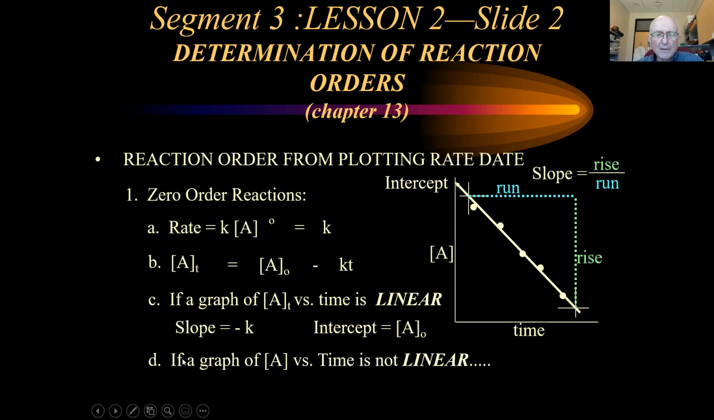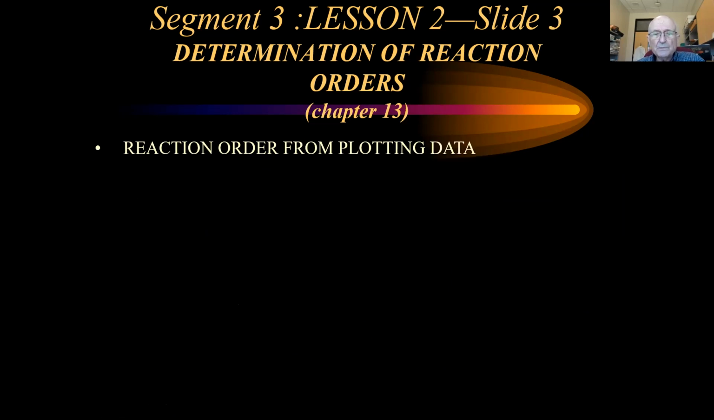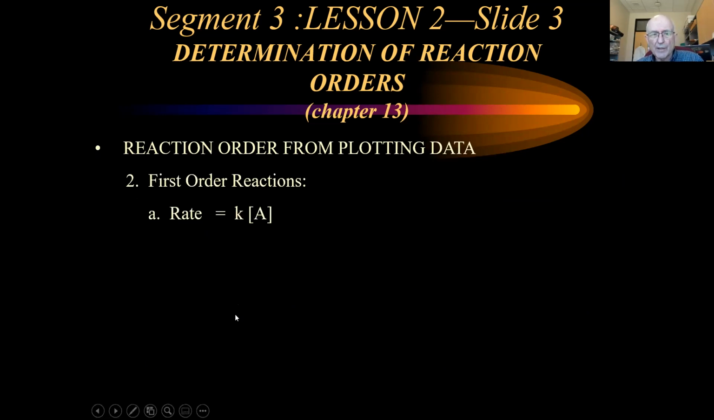So if I plot a graph of concentration versus time, and it's not linear, what it tells me is that it's not zero order. It doesn't tell me that it's some other order. It just tells me it's not zero. Now, let's suppose we had a first order reaction.